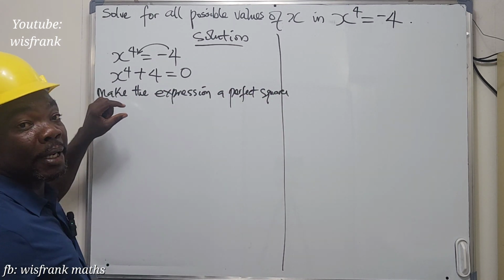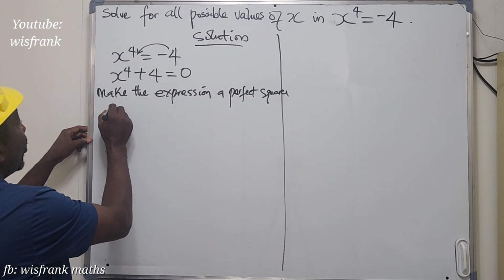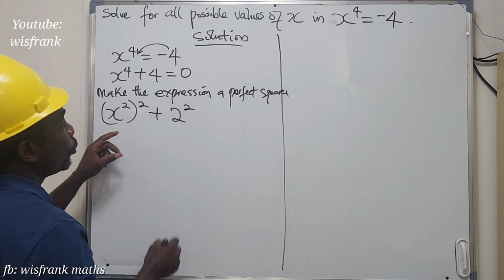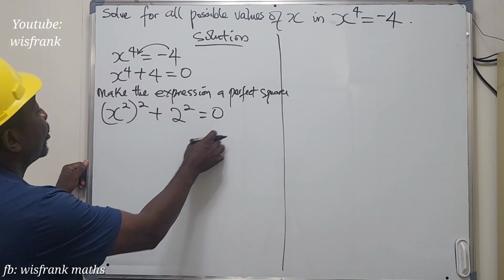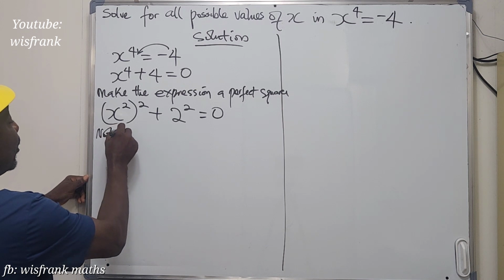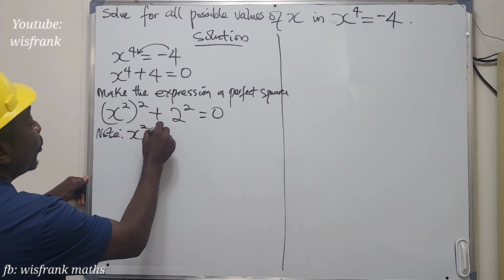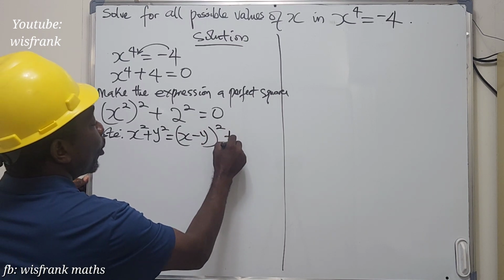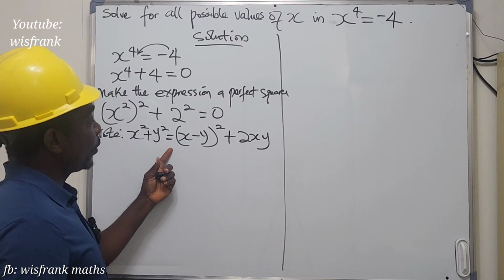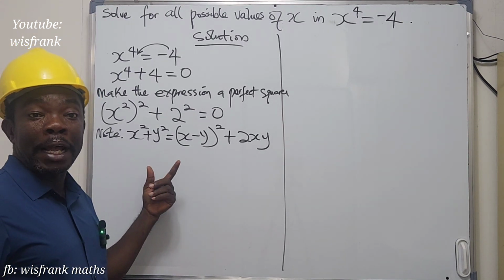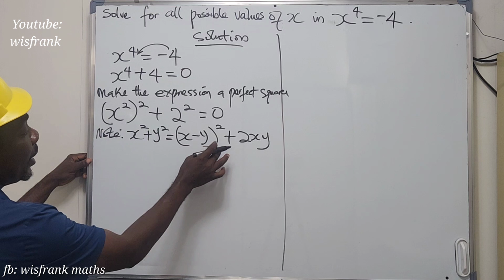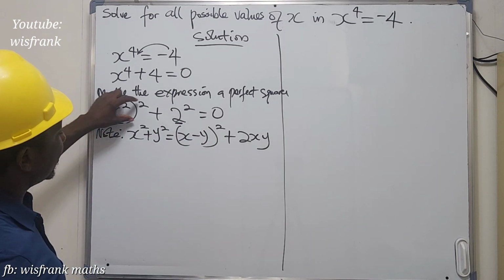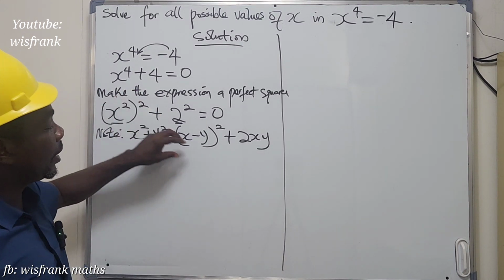So this will become x to the power of 2, all to the power of 2, plus 2 to the power of 2 equals 0. We recall that x to the power of 2 plus y to the power of 2 is the same thing as x minus y all to the power of 2 plus 2xy. This is what we have when we have the addition of two perfect squares. Here in this expression, this is our x and 2 here is our y, so we are going to express this in this form.